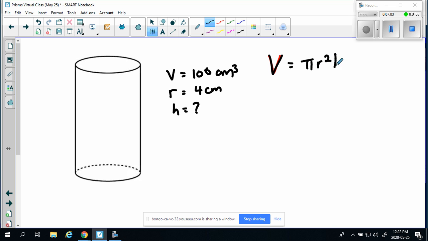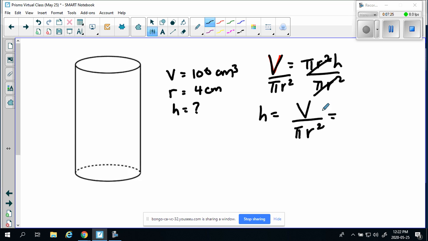Now at this point, some students decide to start plugging in numbers. But I would really recommend that you isolate the variable you're looking for first, and that's going to be h. So I'm going to divide both sides by pi r squared and have h is equal to v over pi r squared. And now I can put the numbers in that I was given, and I can punch that into my calculator.